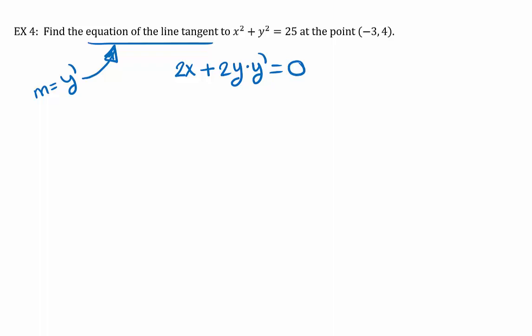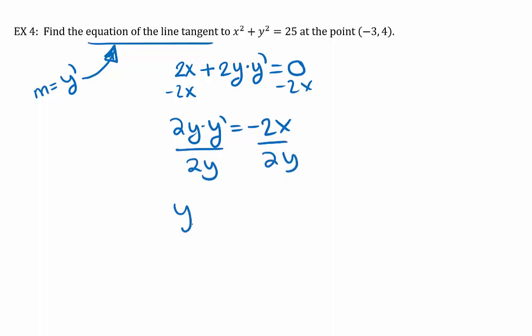It's a constant. I can solve for y prime by subtracting the 2x. So 2y y prime equals negative 2x. And then we could divide both sides by 2y. So it looks like y prime is negative 2x over 2y. We could even reduce this to negative x over y.